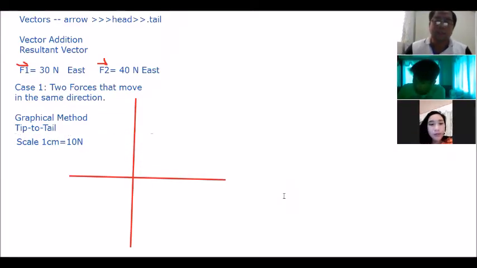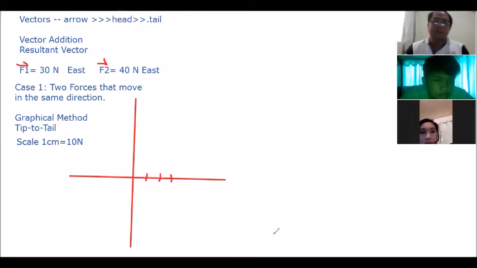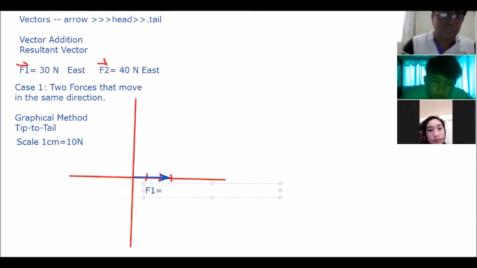Therefore, we mark the line that goes east with 3 markings. Assuming this is 1 centimeter, 2 centimeters, and then this is my 3 centimeter line, I complete that by drawing an arrow. The arrow is always anchored at the starting point, then we push it and indicate the direction east. Now I call this force or vector number 1, called F1. The length of F1 is 30 newtons.